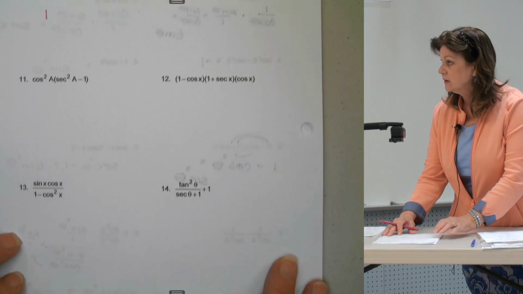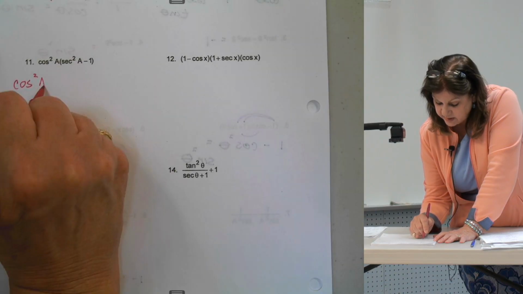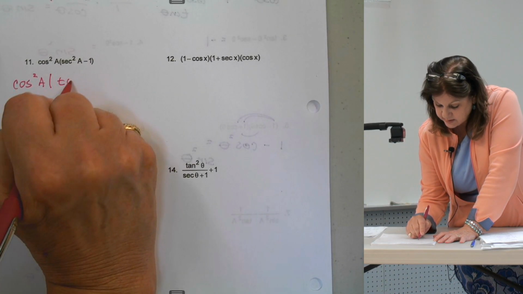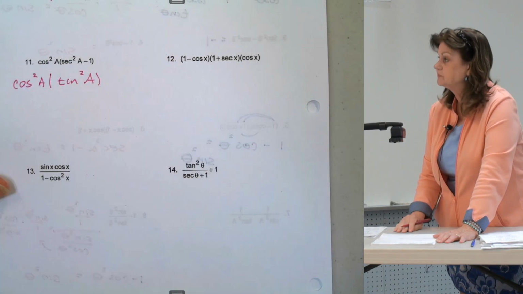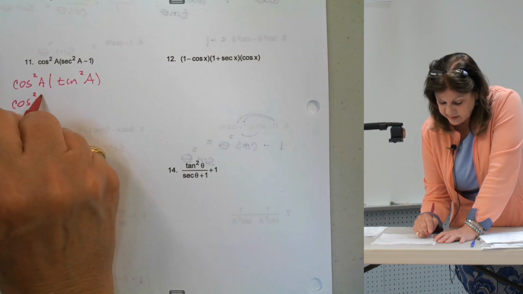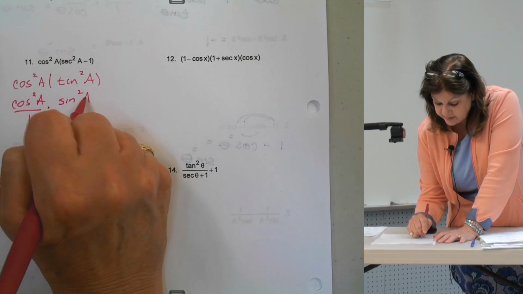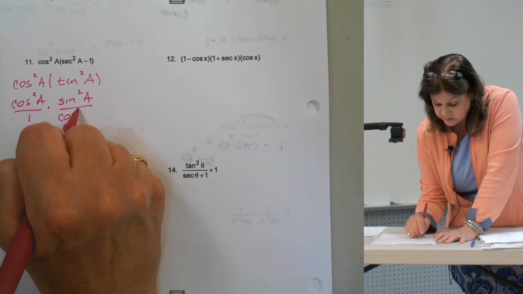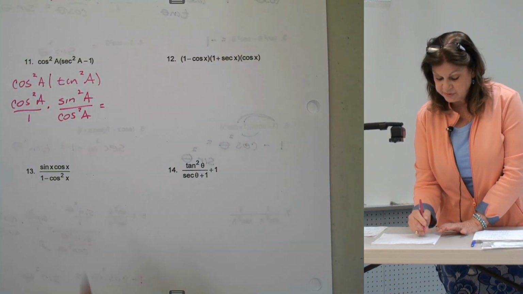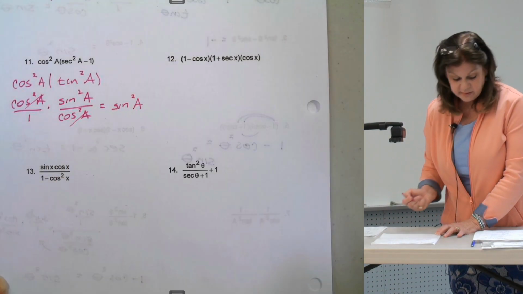Let's try that. So I've got cosine squared theta times tan squared theta, which gives me cosine squared theta over 1 times sine squared theta over cosine squared theta. Of course, your cosines are going to cancel out, and you're left with sine squared theta.